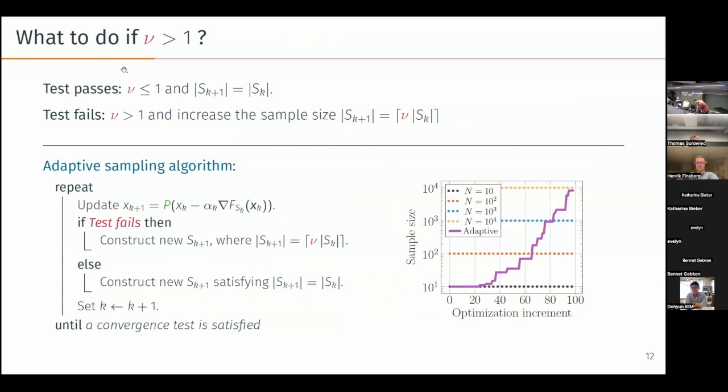So the test will pass if the random variable is less than 1, and what we'll do is keep the size of the sample set the same. We'll resample, but draw the same number of samples. If it fails, we increase the size of the sample set based on the ratio at which we've failed the test. It's very simple, very easy to implement. So we just have an if statement in the regular stochastic gradient loop. And implementing this test, you see a very controlled rate in the number of samples.